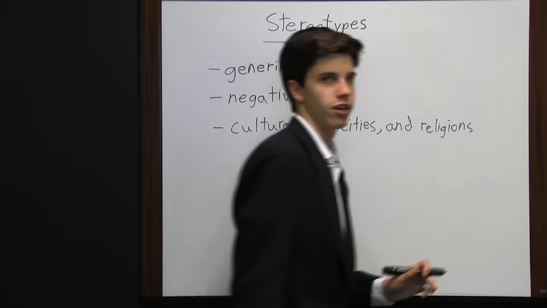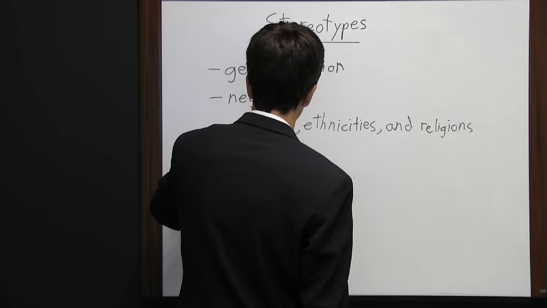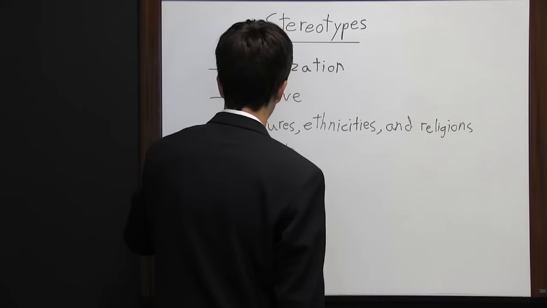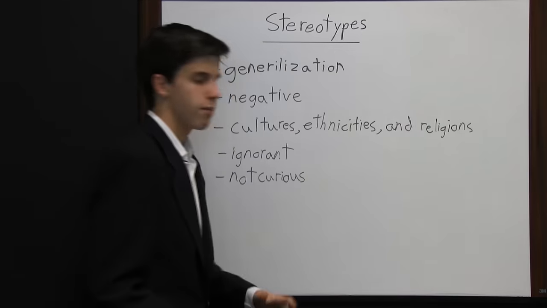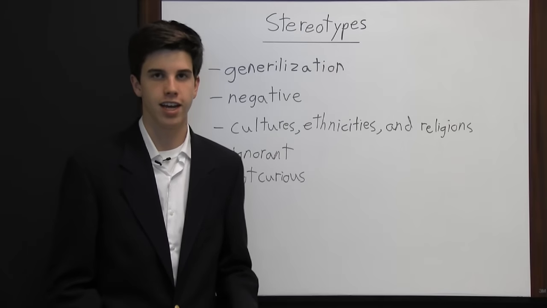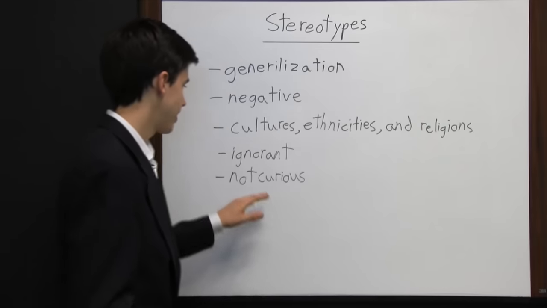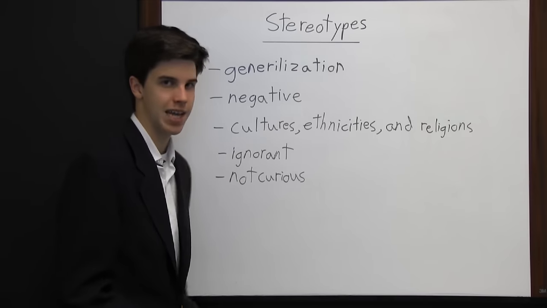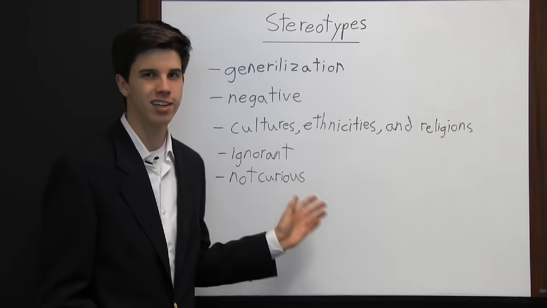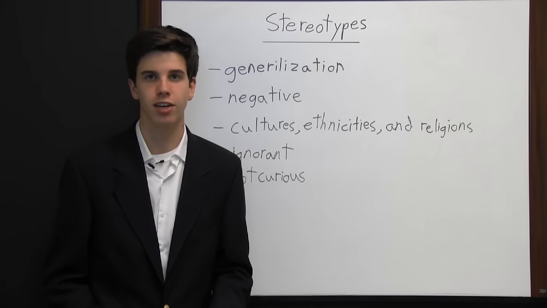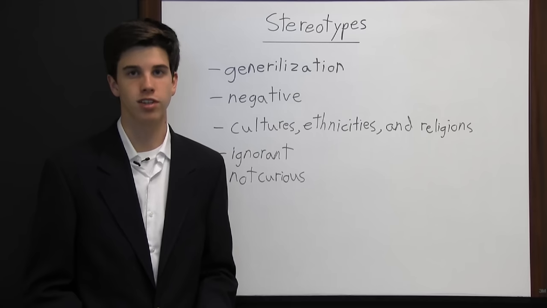So anytime you as a reader notice a stereotype, recognize that that means the author is ignorant and not curious. In other words, they may not be willing to look into the details. They see something that they think is true, and so then they state it as fact. So that's why I say they're not very curious. And they're also ignorant, because they may be aware that they are using a stereotype, but they may not care. And so they're ignorant about that, which means they're also going to be ignorant about other things. So as a reader, be attentive to when a writer is using stereotypes.